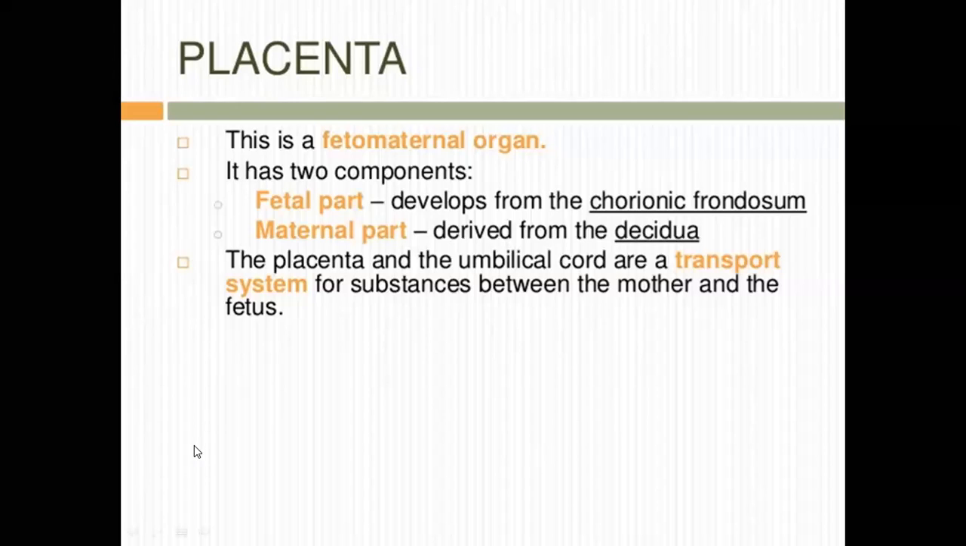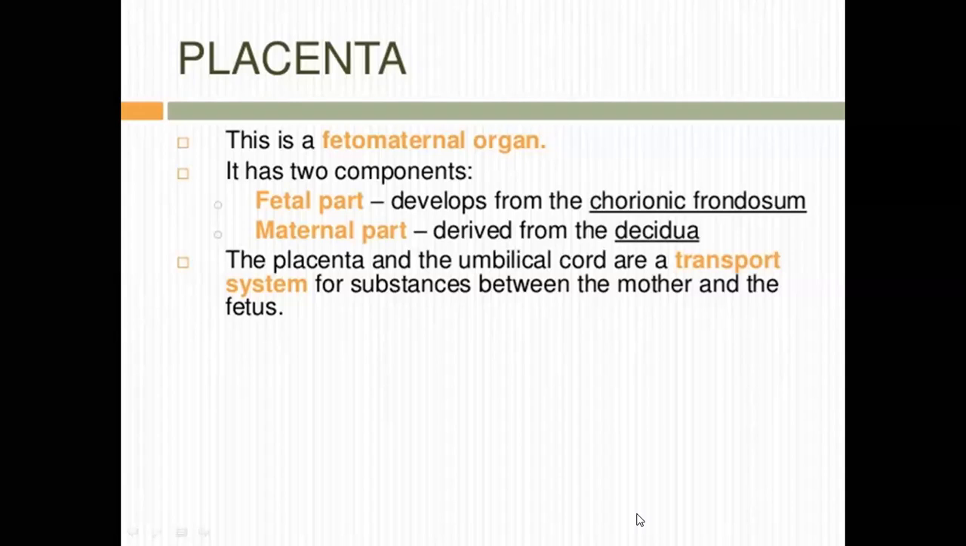Yes, so today we are going to start a new topic, that is the placenta. The placenta is a feto-maternal organ. It's an organ that is related to the fetus as well as to the mother. So it has got two components. One is the fetal component that is derived from the chorion frondosum, okay, and the maternal part that is derived from decidua. What is decidua? The uterine endometrium, the endometrial layer of the uterus.